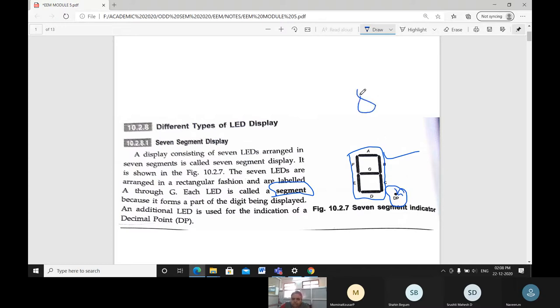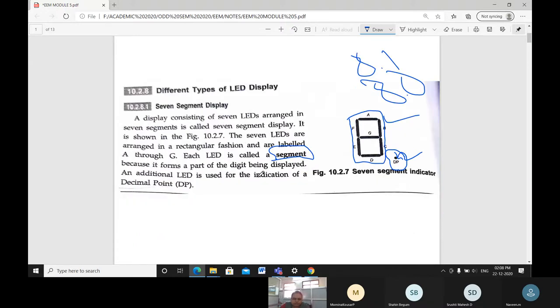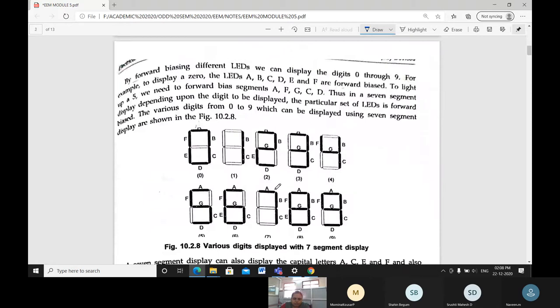If you want to display 8.1 or 8.0 values, then you can use the DP, which is taken as the decimal point representation. One more LED is going to be used. Then by using our LEDs, I can display any numbers, or else any characters.